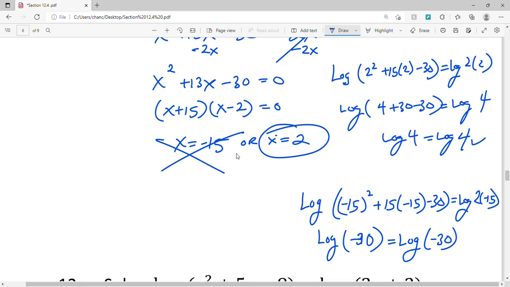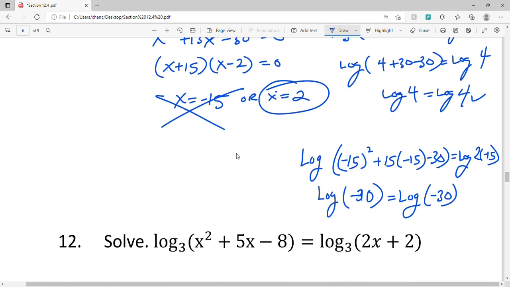Why is it a bad solution? Well, look at what's inside. This is a negative. You cannot take the log of a negative number. Recall the graph of a logarithmic expression is from 0 to infinity. You cannot take the log of a negative, so that means negative 15 was not a good solution. As soon as you notice that the argument is negative, just stop and throw out that solution. It will not work. A negative log cannot happen.